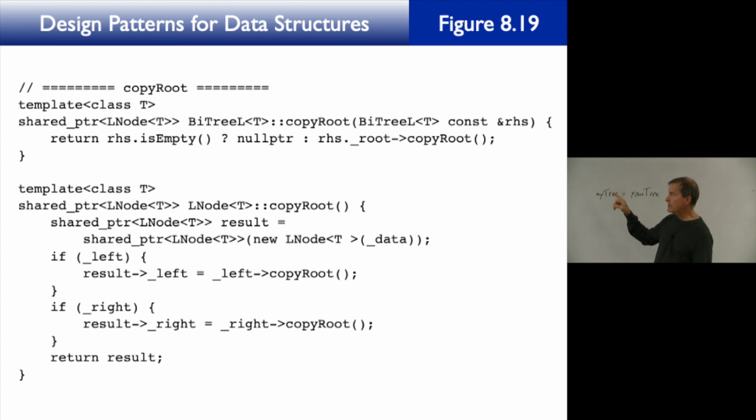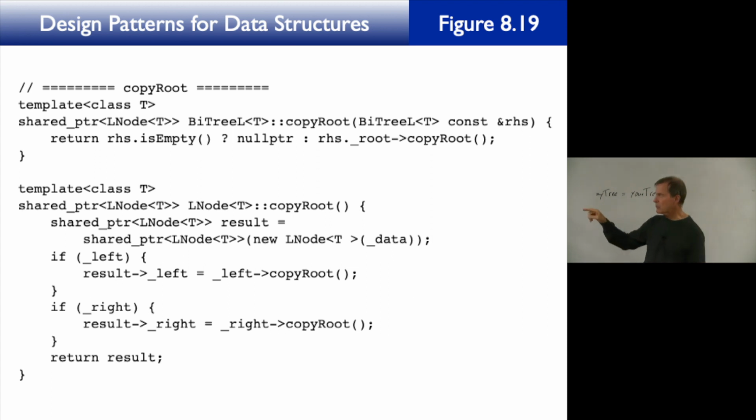So here in figure 8.19 is copyroot. So the way the copyroot works is, if the right-hand side is empty, then what do we return? Null pointer, right? Otherwise, what do we return? The root version of copyroot. Are you with me? And so now that we're in the root version of copyroot, we know there's at least one node, right? We know that there is at least one node.